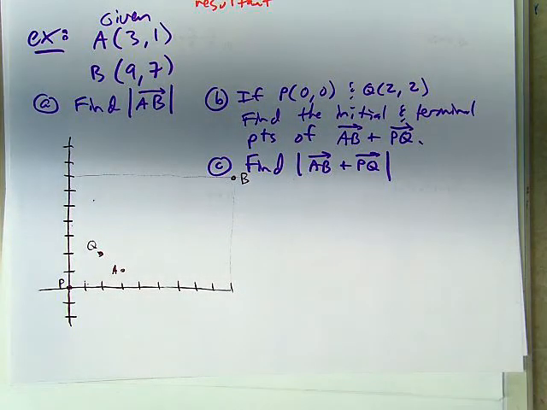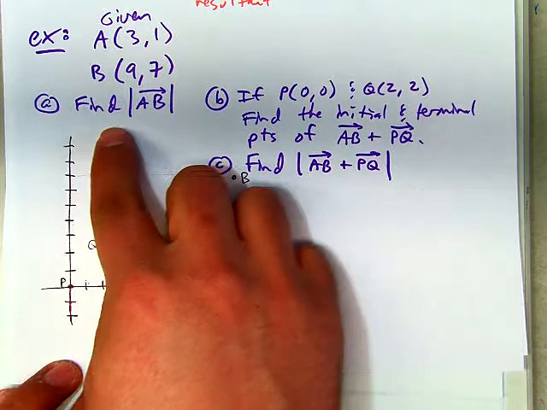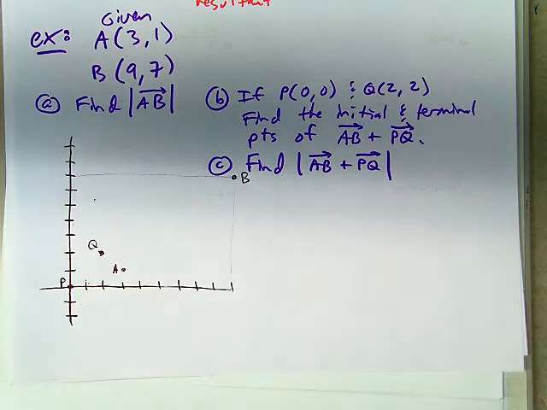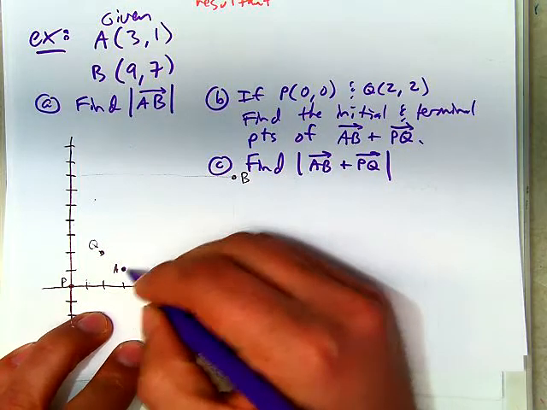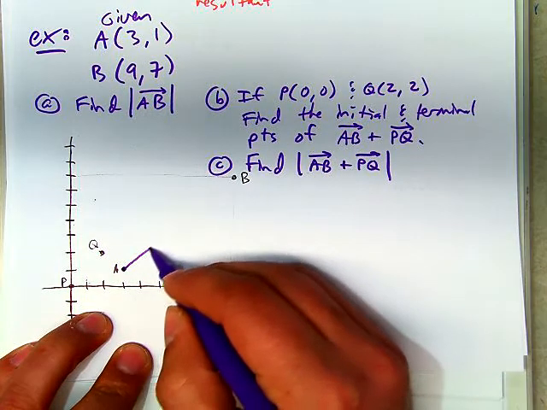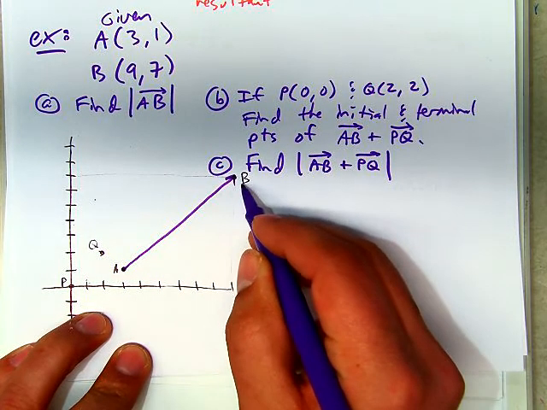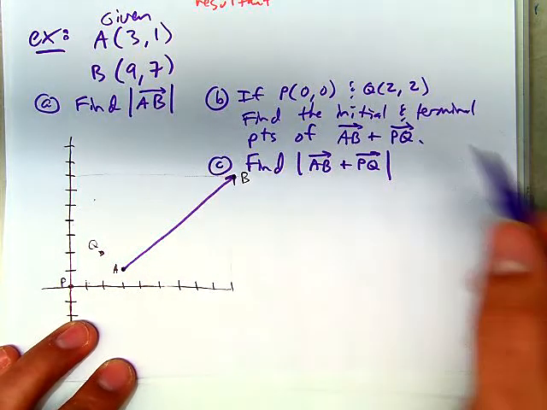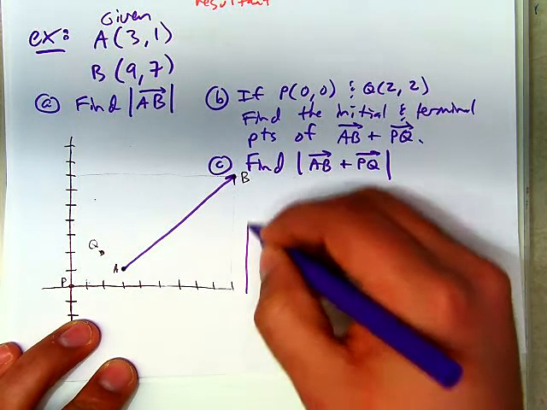All right. So the first problem says find AB. So I'm going to connect A to B. Looks like my initial point is A. My terminal point is B. For part A, so over here I'll do all the solutions.